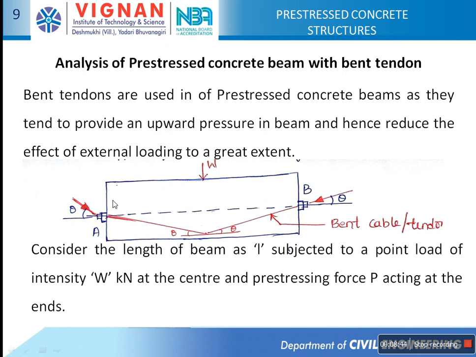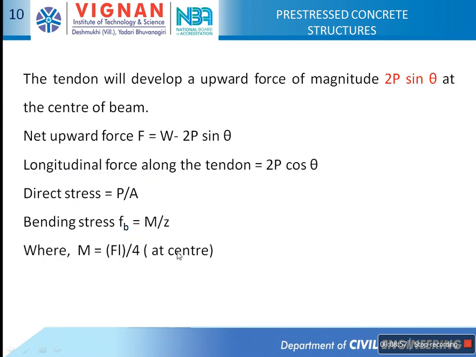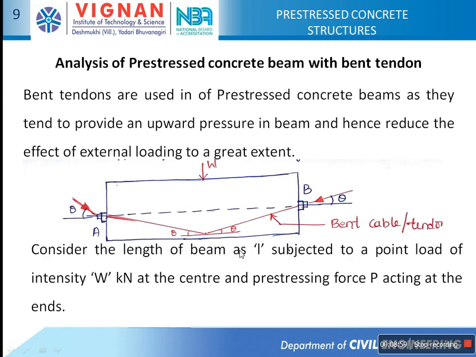So if we consider a concrete beam of length L subjected to a point load of intensity W kilonewton at the center, and a pre-stressing force of P applied at the ends. So this is the beam with a bent tendon of angle theta at the center. Let the beam be named as AB.